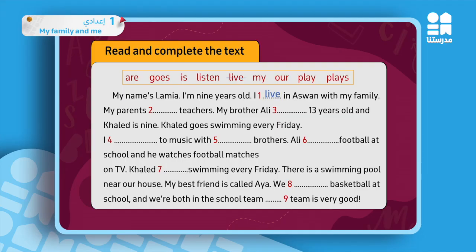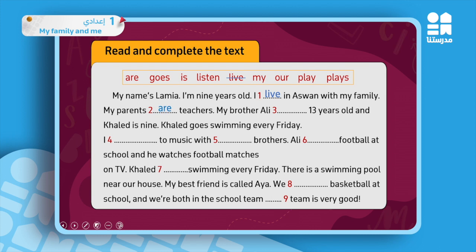Read and complete the text. We have some words: are, goes, is, listen, live, my, our, play, and plays. We will read the text, then we will try to complete it with these words. Okay? My name is Lamia. I am 9 years old. I live in Aswan with my family. My parents, teachers. If I want to talk about two persons who are plural, I should use the verb to be in the plural form, which is are.